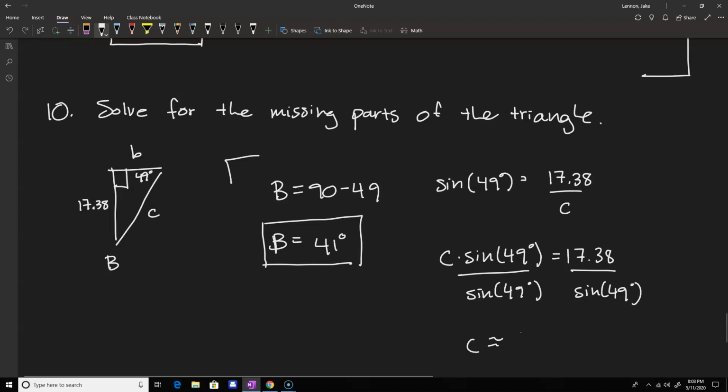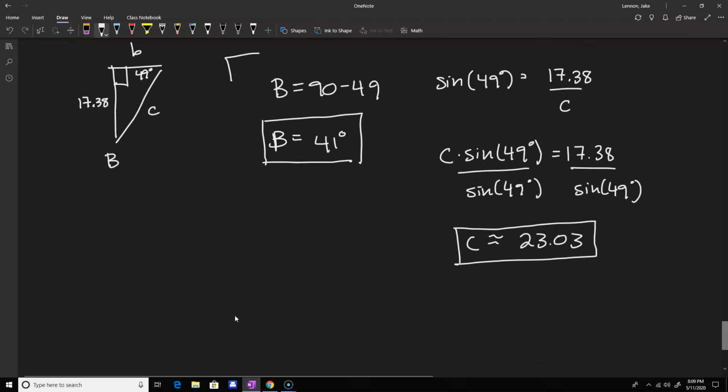So 17.38 divided by the sine of 49 comes out to 23.03. So that's one of the missing sides. You could use the Pythagorean theorem now to find the third side, but I'm just going to get a little more practice with trig, so let's use trig to find that last side.